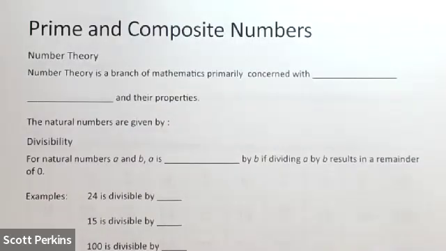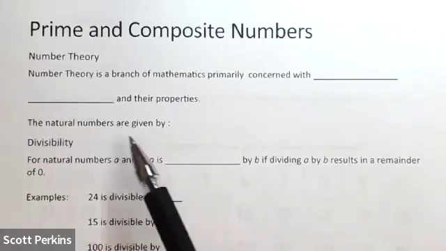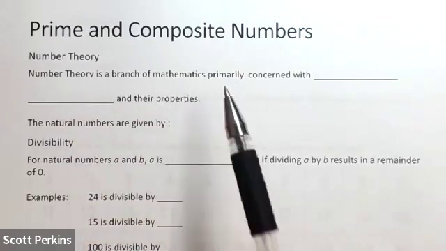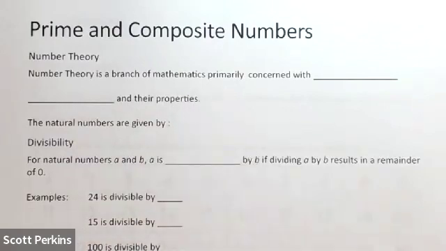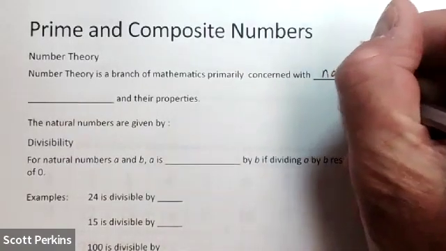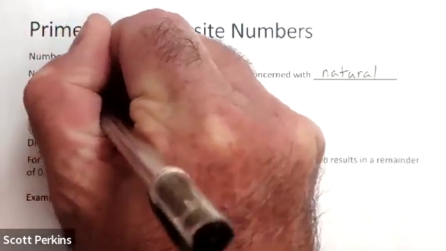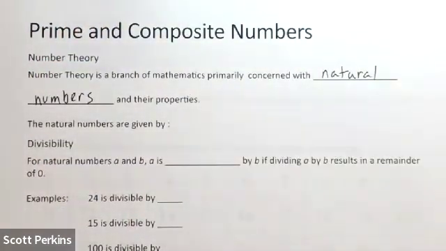Our first topic as we explore the idea of number theory is what are prime and what are composite numbers. So these are the numbers that we are going to be using most of the time. Number theory is a branch of mathematics primarily concerned with natural numbers and their properties. The natural numbers are given by this.